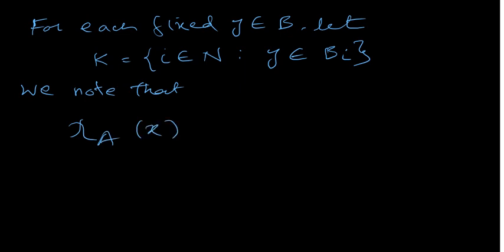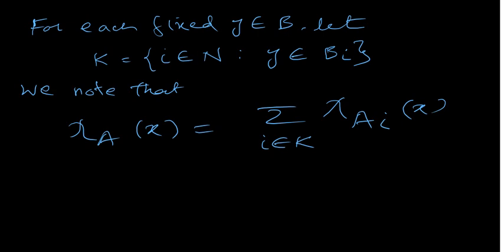Then we note that chi_A(x) is equal to the summation, not with i running from 1 to infinity, but only over i in K, of chi_Ai(x). This again can be easily verified. If x is in A, then (x, y) is in A cross B. So if (x, y) is in A cross B, then this y is in those Bi. So we can see that (x, y) is in exactly one of those Ai cross Bi, because y is in Bi. So it means that x must belong to some Ai among those K's, not other i's. Which means that chi_Ai(x) for that i is equal to 1 and the rest are equal to 0.